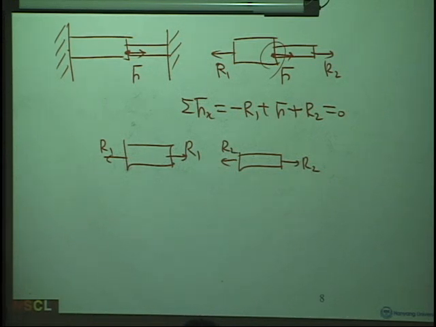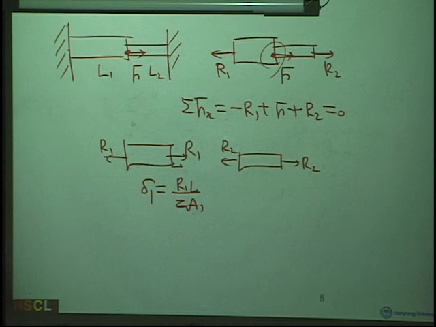Okay, now since this figure shows you that this one will have an extension, delta 1, which is simply R1 L1 over E1 A1. That's right. And this one, delta 2, is simply R2 L2 over E2 A2, right?